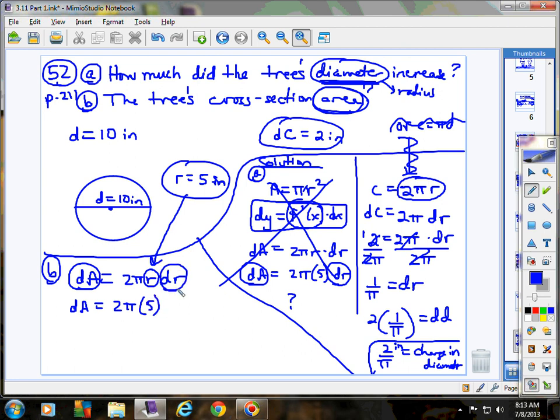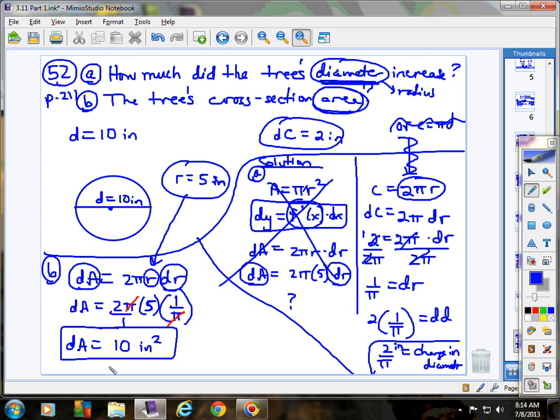Do we know a dr value? Because dr is together a variable, isn't it? It's dr. 1 over pi is dr. Don't fall into the trap of saying, okay, well, I need the answer to a part, so I'm just going to throw a 2 over pi in right there. Got to think about what the variables mean. That says dr, that's not a dr, is it? That's a change in diameter. So the pi's cancel. So I've got 5 times 2, I got 10 left over. So the change in the area is 10 square inches.